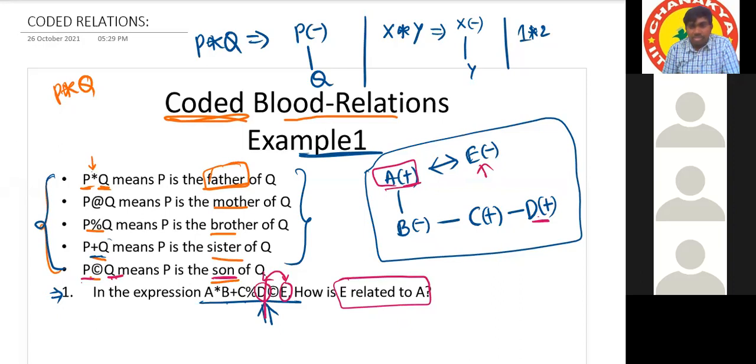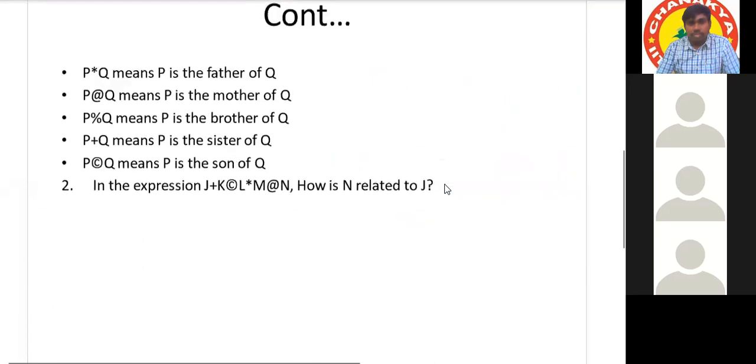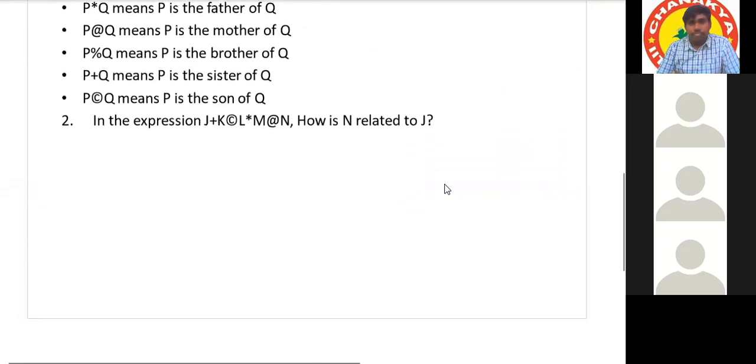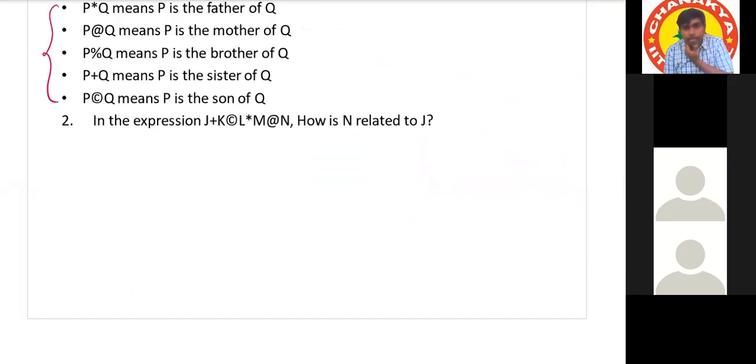Okay. Now, how is E related to A? E is the wife of A. And one more last question. Same type. Tell the answer for this using this information. Tomorrow we'll start a new topic.